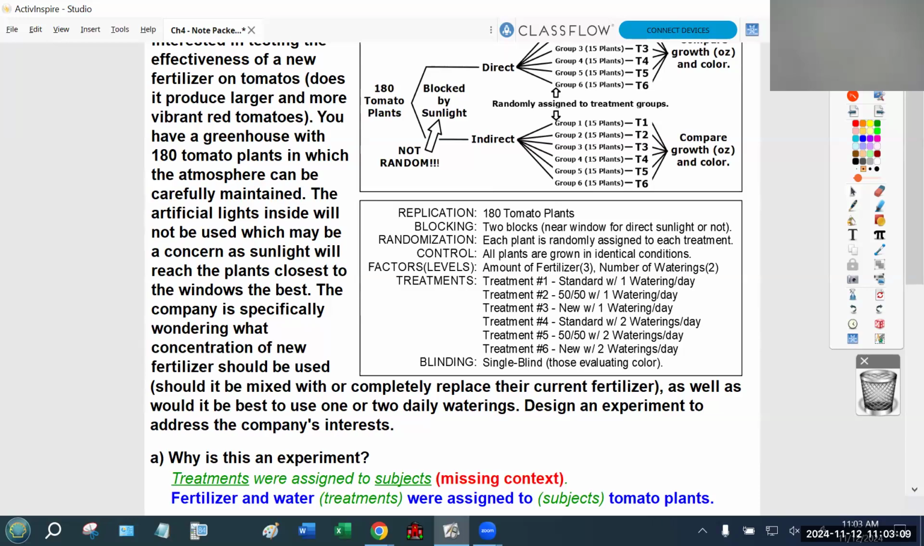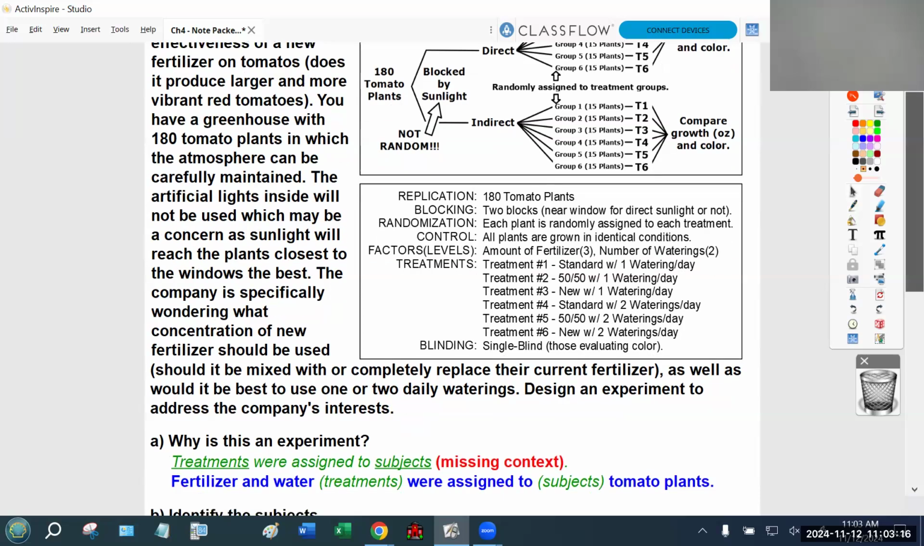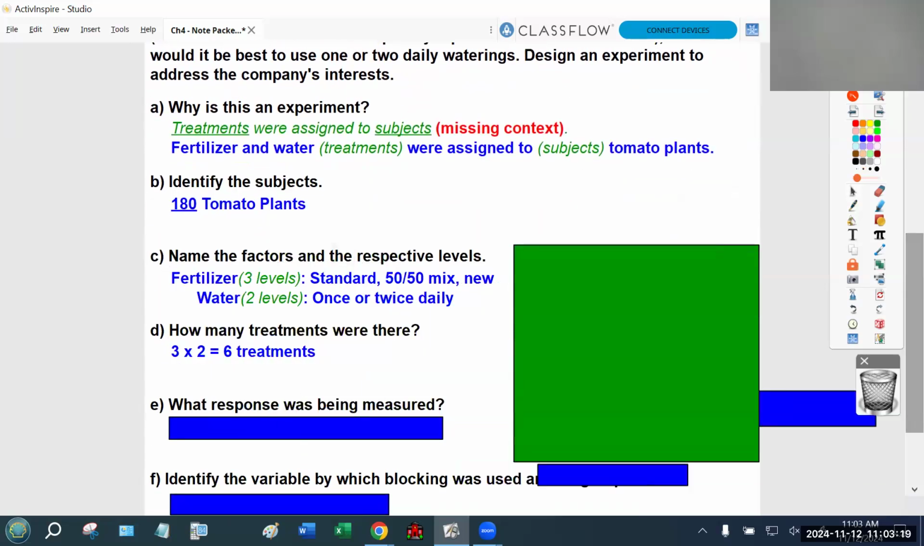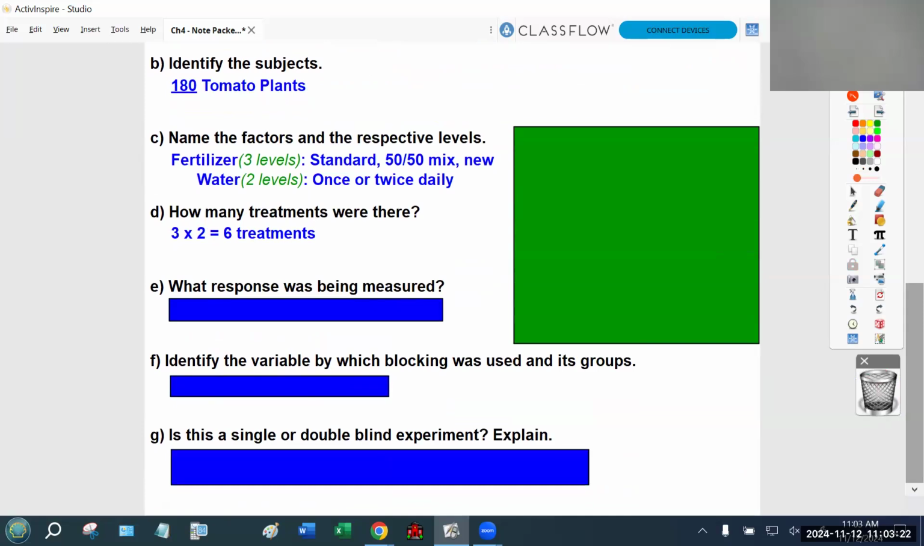Now, this results in 6 different treatments because you have 2 factors, level 3 and level 2, and 3 times 2 is 6. I'm going to elaborate that in just a moment. But the 2 factors are fertilizer with 3 levels and water with 2 levels, and that results in 6 treatments. Now, just to make sure we understand this sort of number of treatments math, all you have to do is find the product of all the level numbers. So if you have one factor with 3 levels and another factor with 2 levels, all you do is multiply 3 times 2. Let me give you an example that is far more complex.